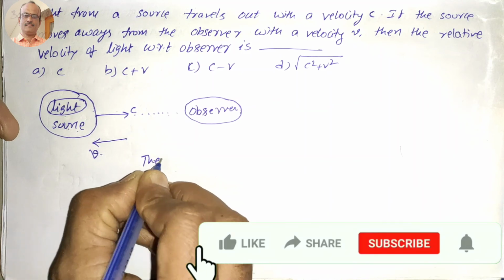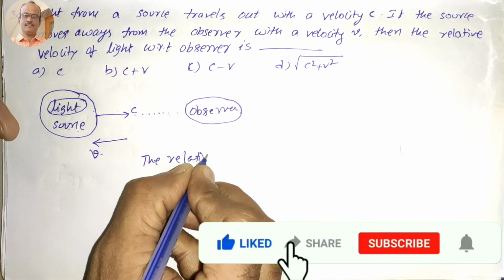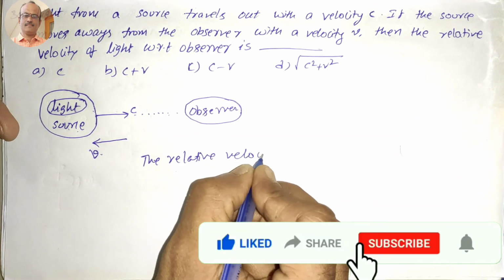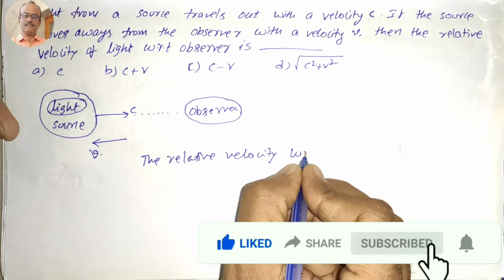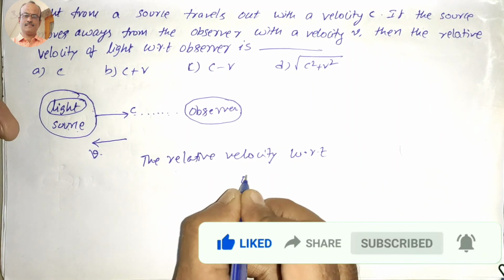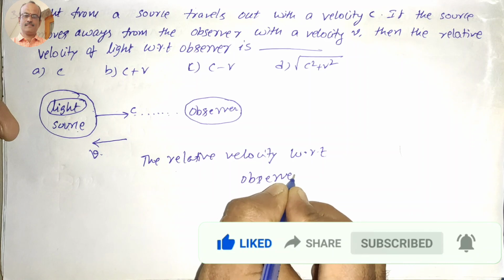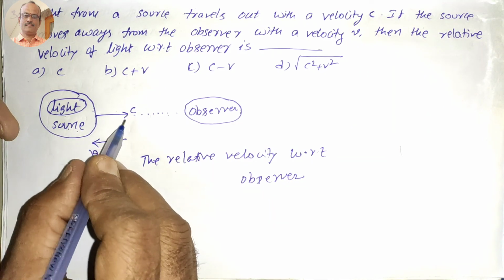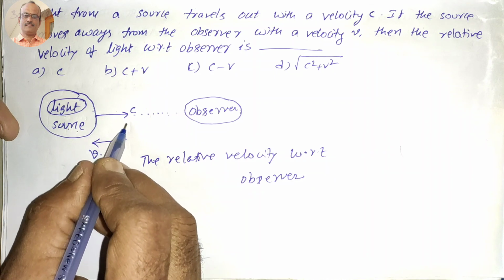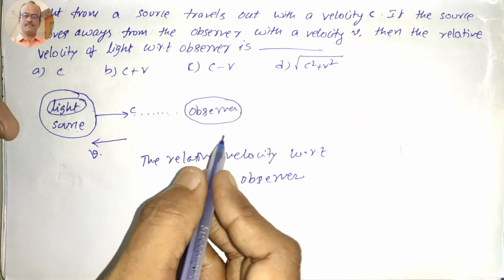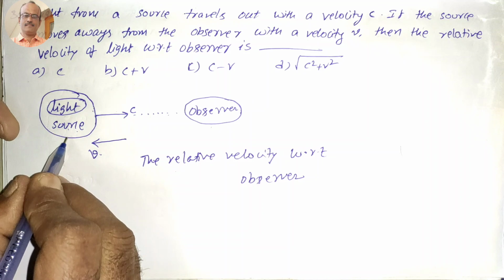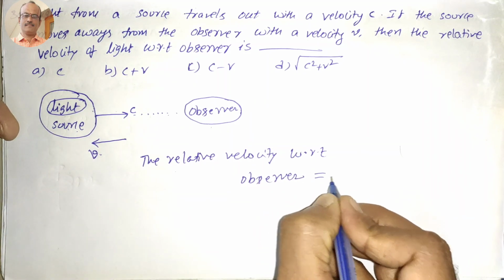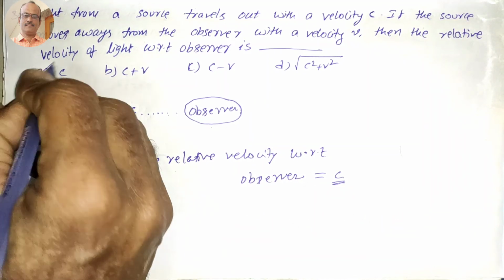So here the relative velocity with respect to the observer: light travels with velocity c. That means c is 3 into 10 to the power of 8 meters per second. With respect to the observer, with respect to the source, that velocity cannot change. So the option A is correct.